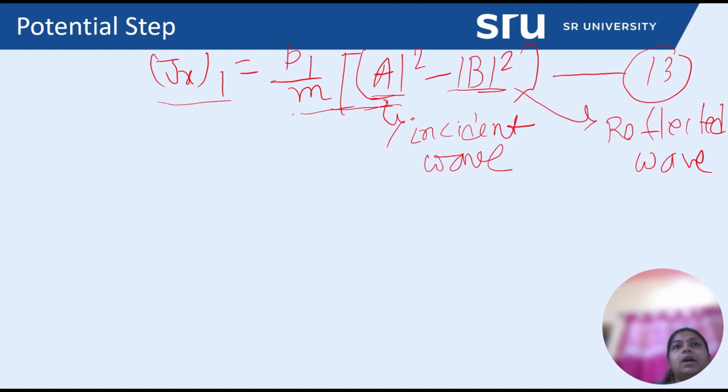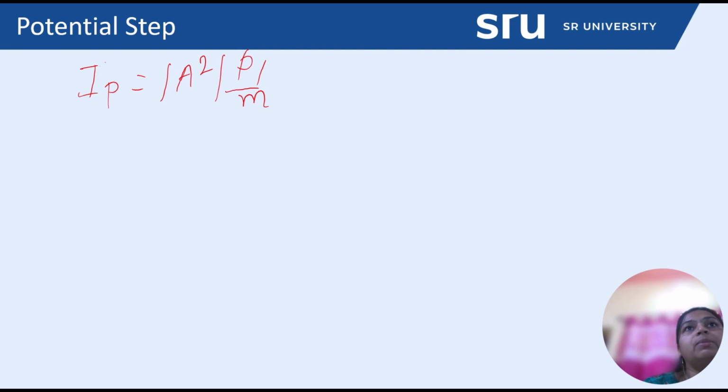So now we can define the probability current of the incident beam. Let us suppose the probability current I_I of the incident beam will be basically A square p1 by m, and the probability current for the reflected beam, if we say I_R, will be B square p1 by m.